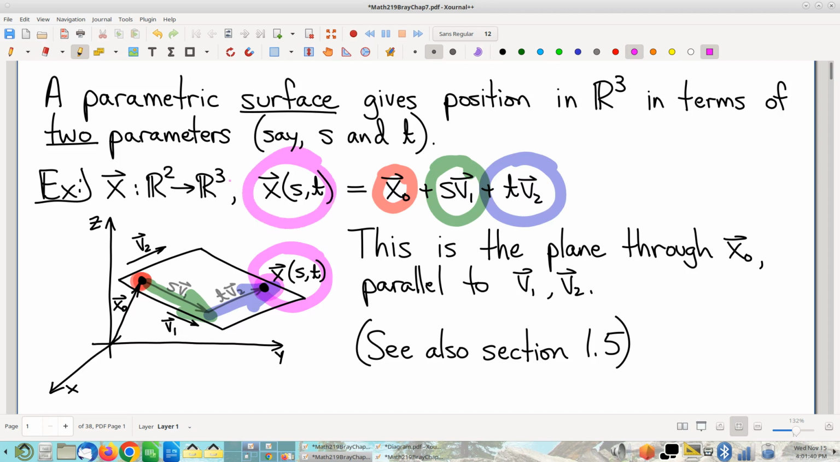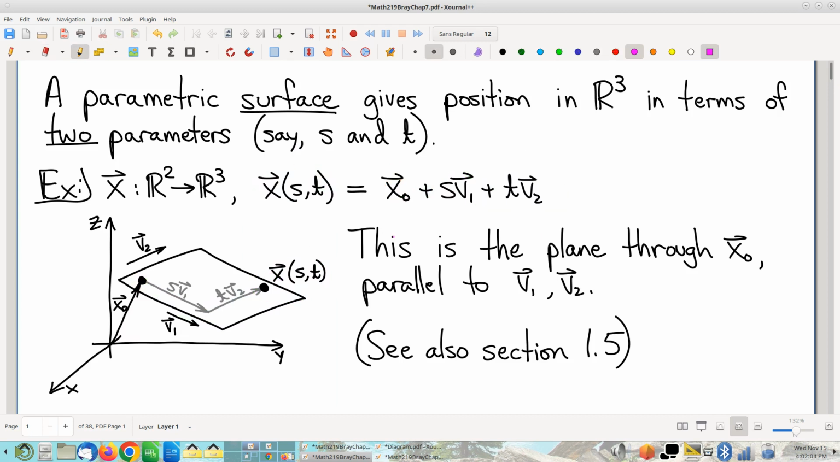Right? Just pick appropriate values of S and T. You can get anywhere in the plane you want to go. Everybody kind of buy that? If you change the values of S and T, you can go anywhere you want. Okay, so do notice that we have here two parameters. Parameters being S and T. And as a result, I get a two-dimensional surface, in this case a plane. All right.